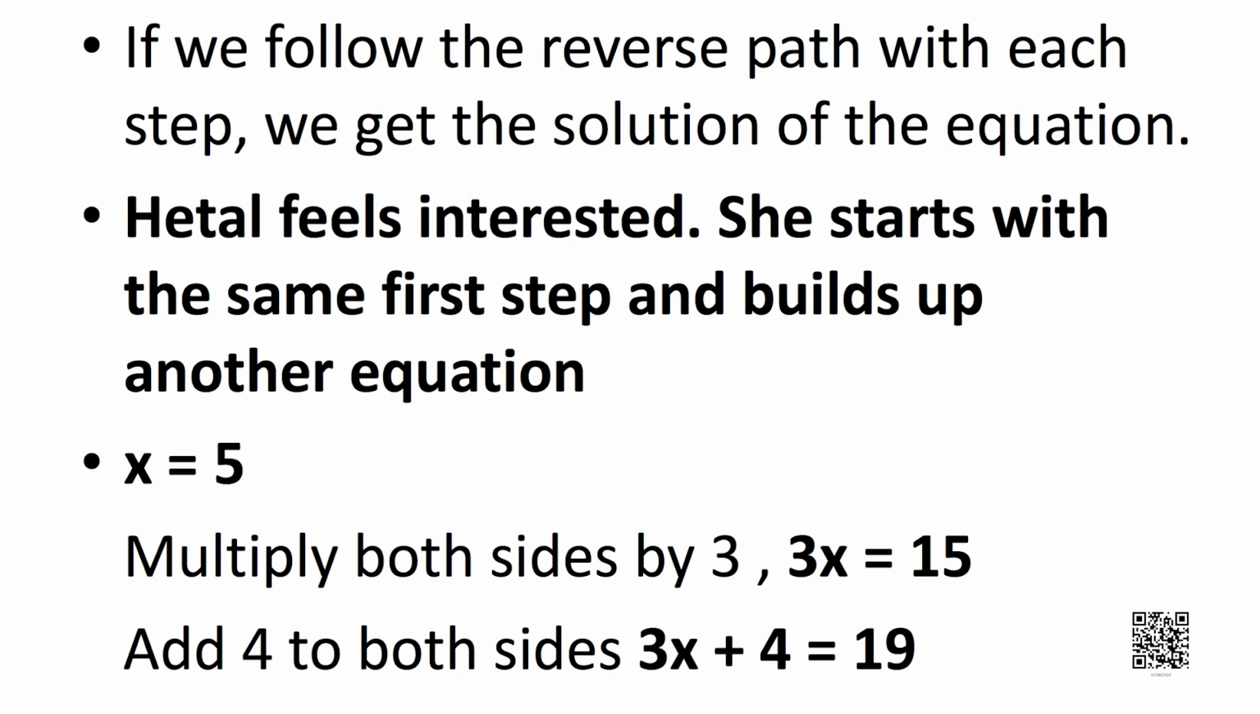So children, another student, Hetal, also felt interested after seeing what Atul did. So she starts with the same step and builds up another equation. What she did, she took the equation x is equal to 5. She multiplied both sides by 3, after which we get 3x is equal to 15. Then she added 4 to both sides. Then we get 3x plus 4 is equal to 19. Now students, you can start with y is equal to 4 and you can make two different equations and write them down in your notebook.